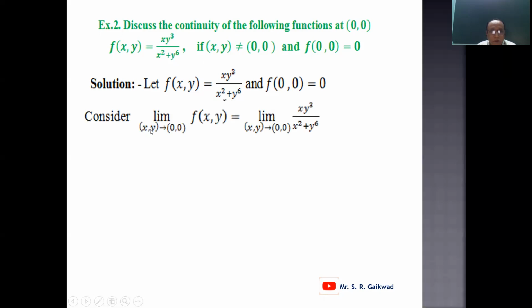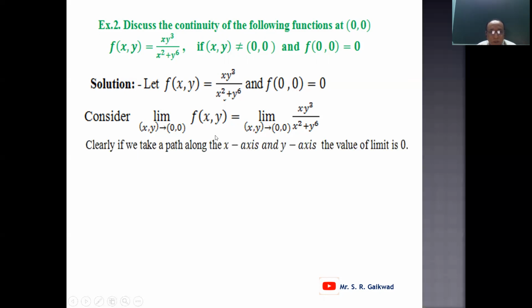Consider limit x comma y tends to 0 comma 0 of f of x comma y equal to limit xy tends to 0 0 of x into y cube upon x square plus y raised to 6. Here value of function at 0 0 is 0, then we can find the value of limit as xy tends to 0. If you take a path along x-axis, y equal to 0, limit is 0. If you take a path along y-axis, x equal to 0, again limit is 0. Clearly along the x-axis and y-axis, the value of limit is 0.